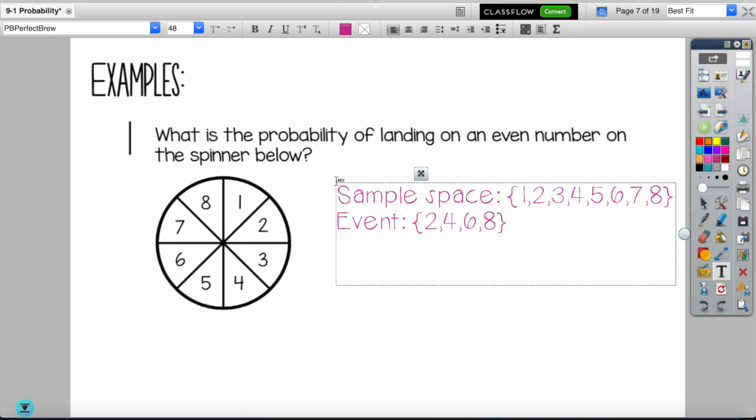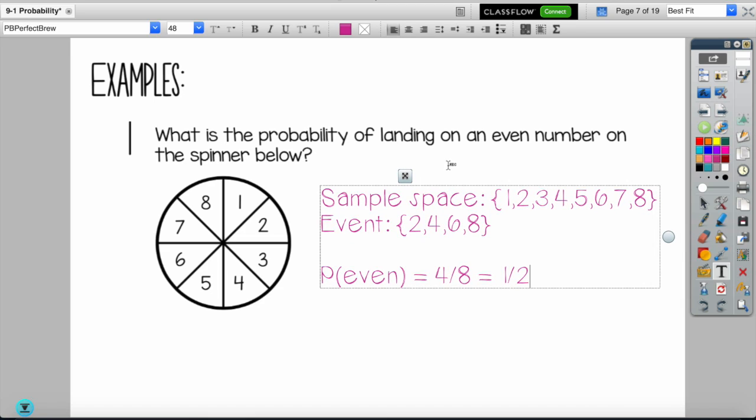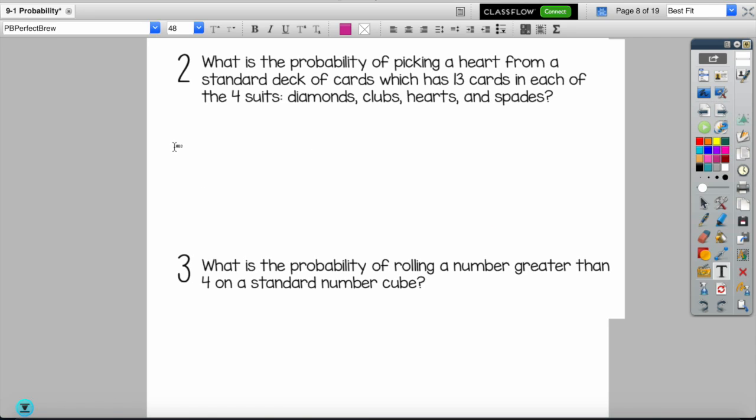So as we can see, the probability of landing on an even number is the total number of outcomes of the event occurring, which is 4. There's 4 even numbers, out of the total number of possible outcomes, which is 8. 4 out of 8 does indeed reduce down to 1/2. Now, do realize this is the most broken down way to explain something like this, but it is pretty simple, okay? Let's look at the next one.